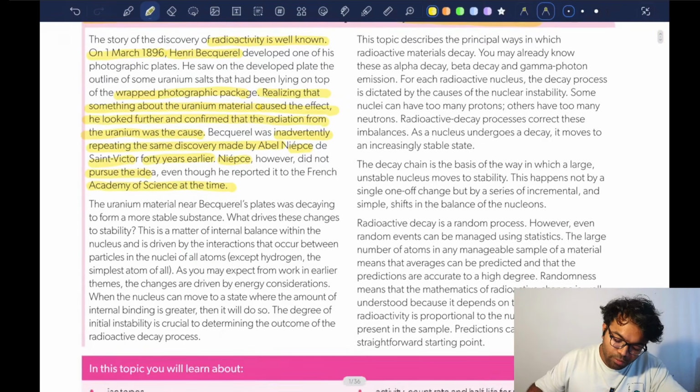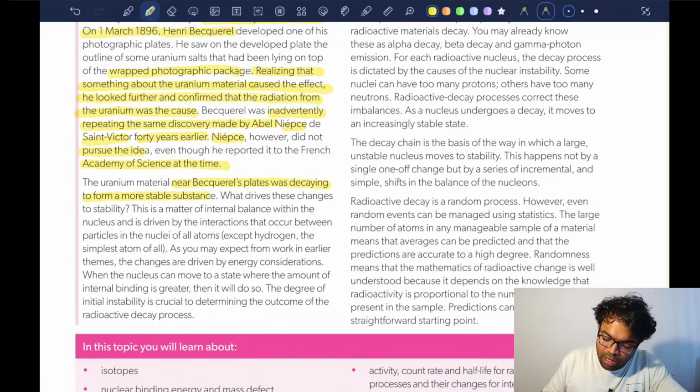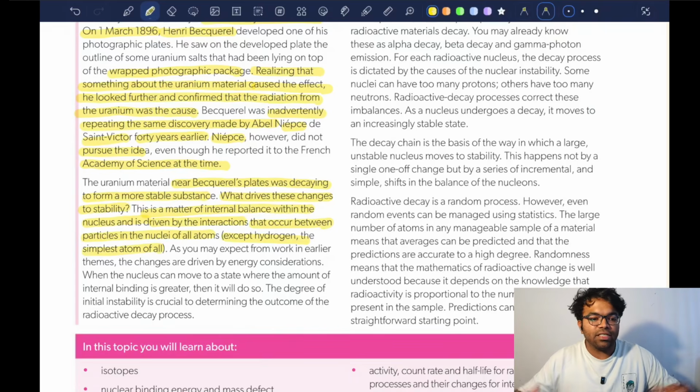Now, the uranium material near Becquerel's plate was decaying to form a more stable substance. What drives these changes to stability? This is a matter of internal balance within the nucleus, and it is driven by the interaction between particles in the nuclei of all atoms except hydrogen, the simplest of all atoms. Hydrogen cannot decay because it only has one proton. If it decays, it will decay into nothingness basically.